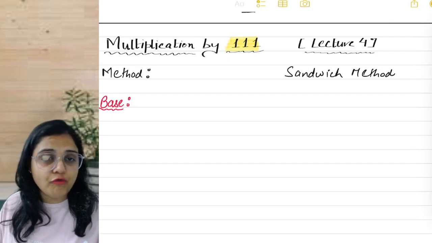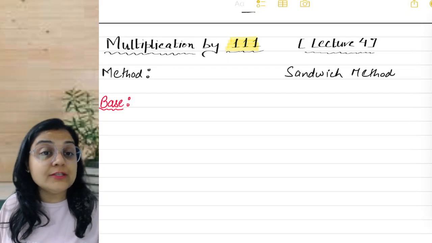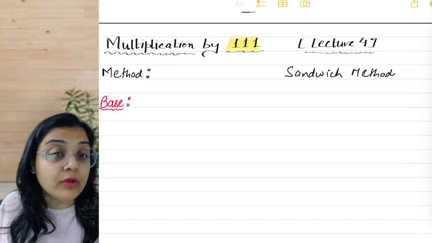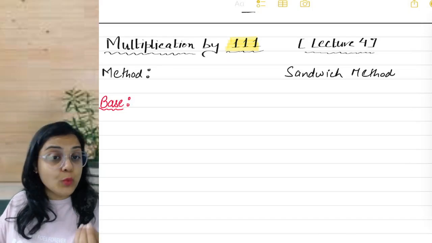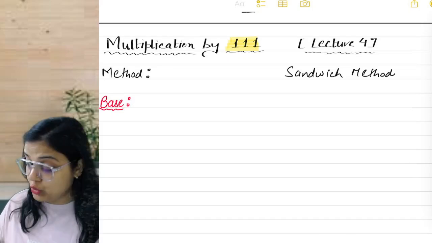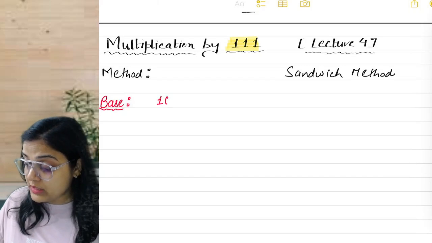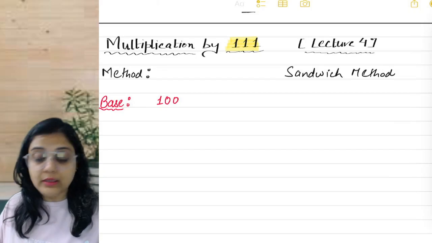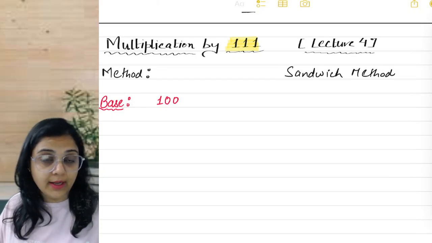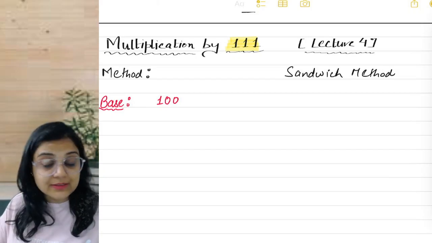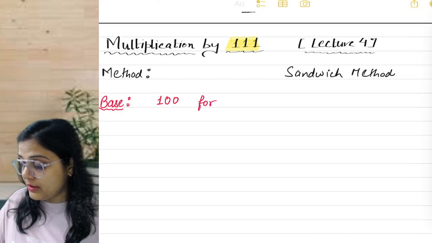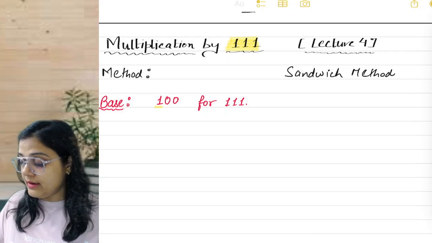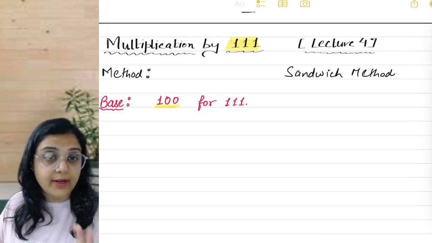Base is the powers of tens or multiples of tens that are close to the given number. So here the given number is 111. So 111 is very much close to 100, which is a power of 10. Here we have zeros in the end and 1 in the highest place, that is 100. So 100 is the base for the number 111. All right, we are going to use 100 as the base for 111.